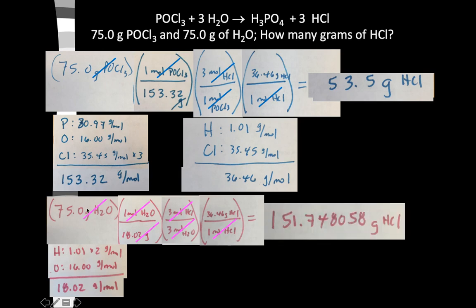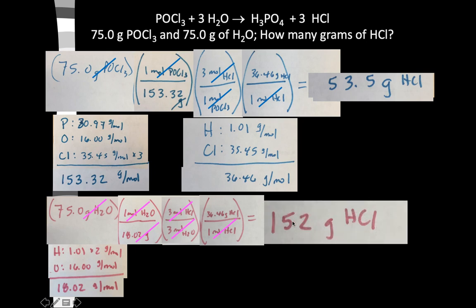I look at my sig figs, 3 sig figs, 4 sig figs, 4 sig figs. These don't count for sig figs because there's no error measured in those numbers. So I can keep 3. 1, 2, 3. I look at this number for rounding, which it does. So then this final answer is 152 grams of HCl.